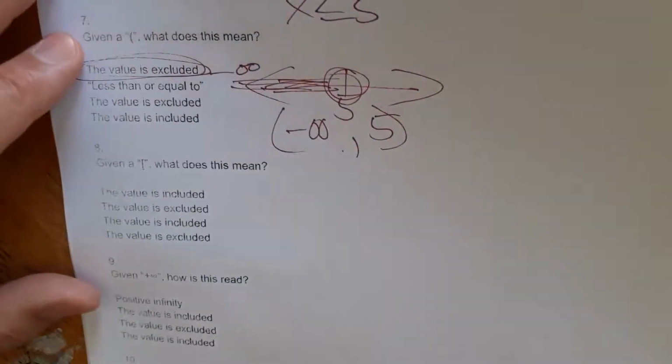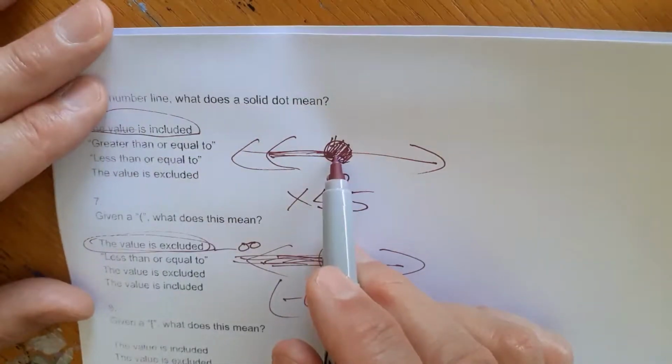All right, what's a bracket mean? Bracket means the opposite. So now I'll go back to this one where the 5 was included.